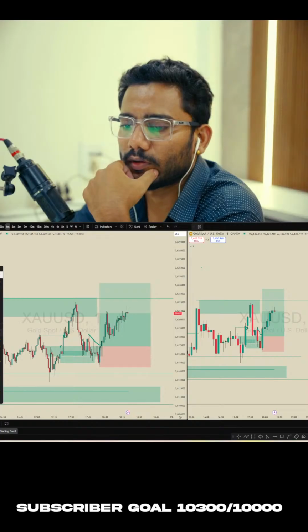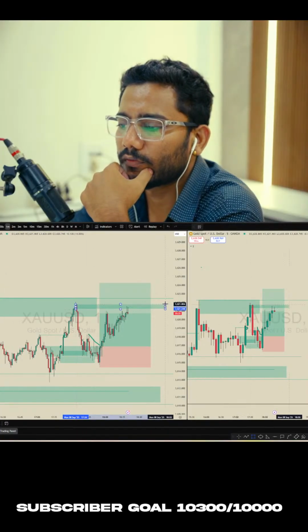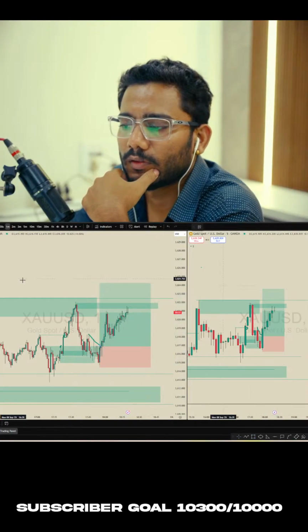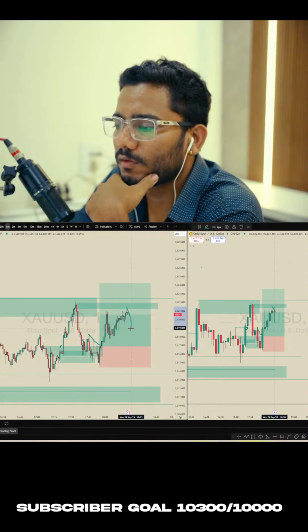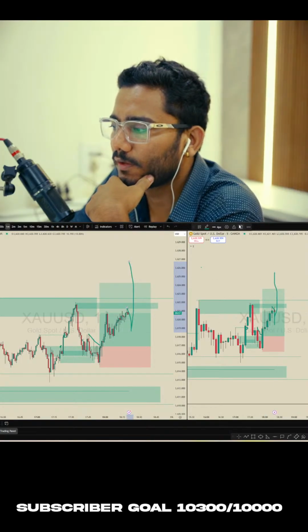So here we have this order block, so price is rejecting, so it can sweep some liquidity and then it will continue upside. So don't panic and exit.